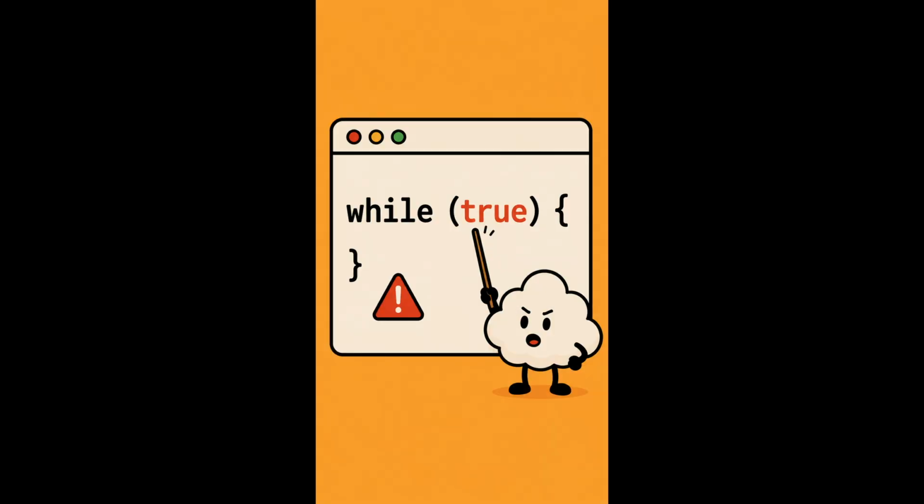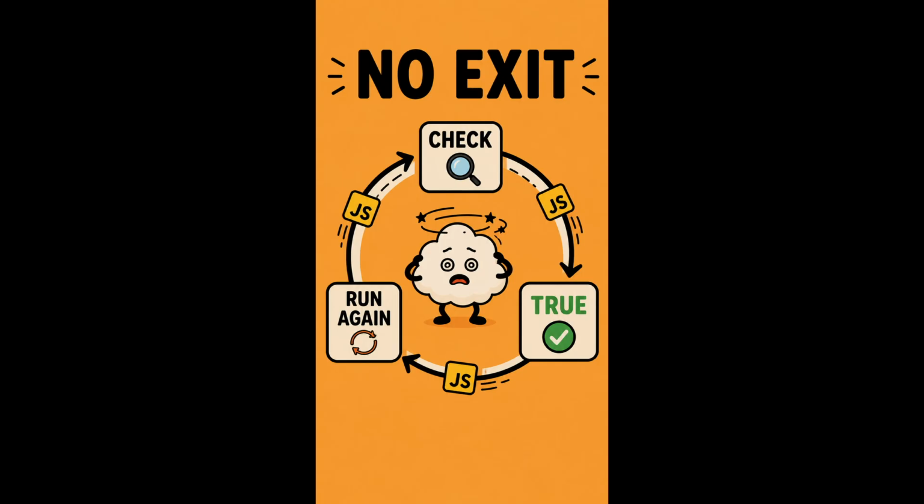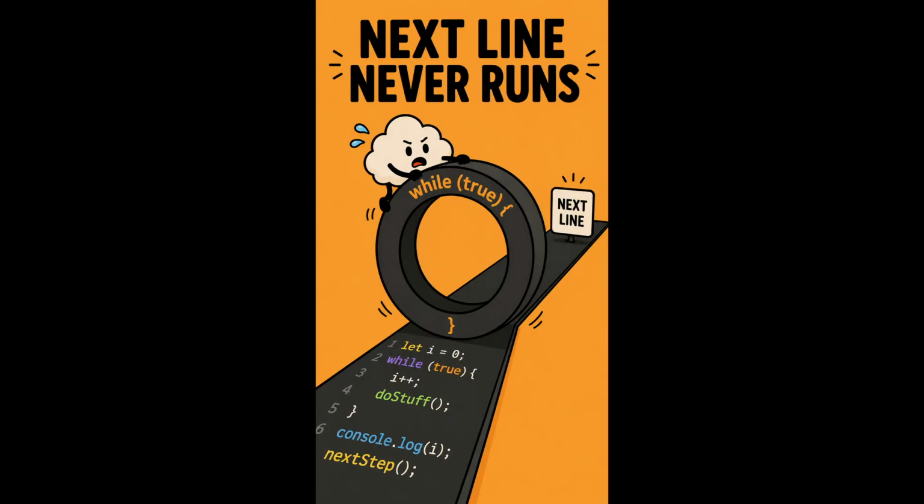Here is the smallest example. While true, keep running. The condition is true now, and it will still be true 1 billion checks later. So JavaScript enters the loop, checks again, and enters it again. The browser never reaches the next instruction because the loop never ends.